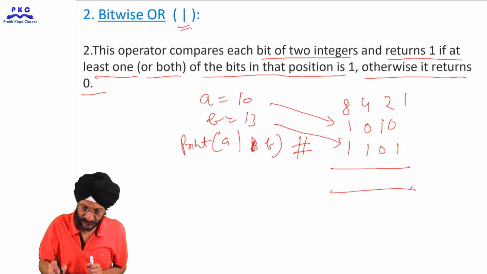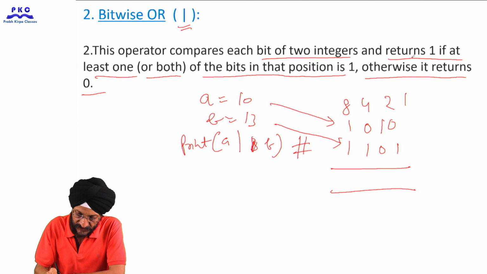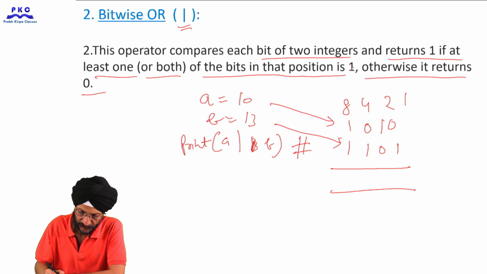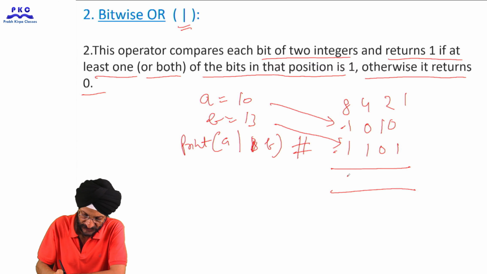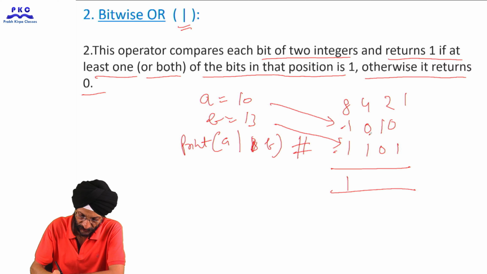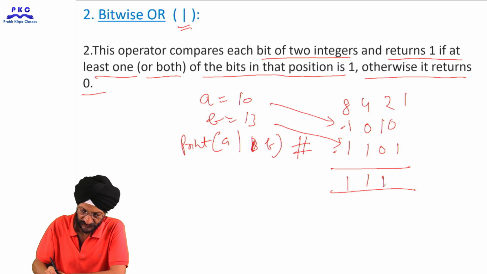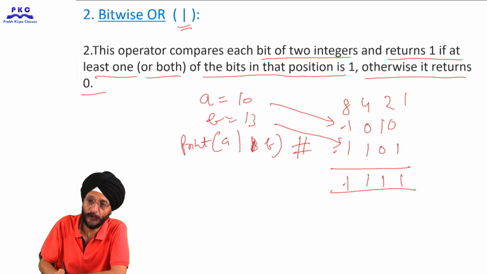So what is the final outcome after using the bitwise OR operator? It results in 1 if at least one or both the bits in that position is 1. That is, either of the bits here and here has to be 1, then the result is 1. Here both the bits are 1, so 1. Here one of the bits is 1, so the final result is 1. Here also one of the bits is 1. So this is the final outcome, 1 1 1 1.